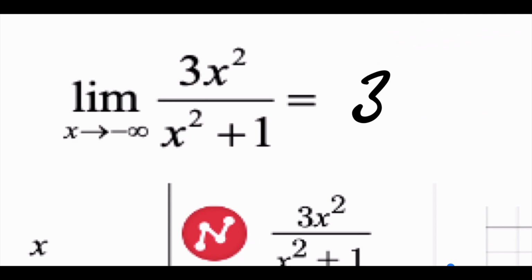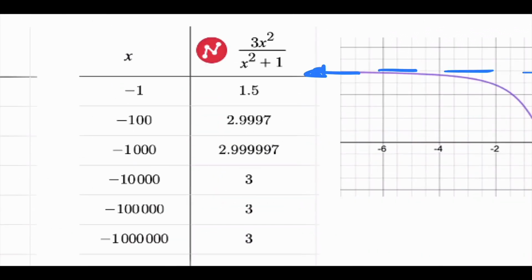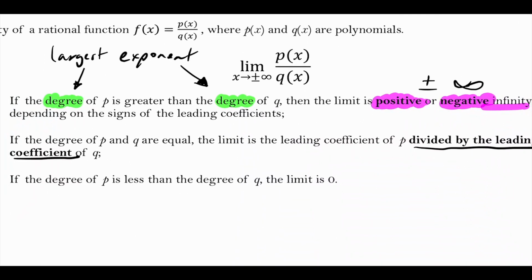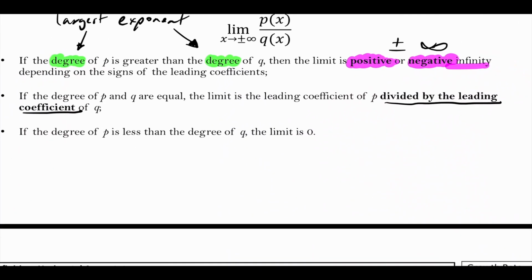Okay? All right. We call those equally balanced, because the degree on top isn't bigger, they're the same. What about bottom heavy? What about if the degree on top is smaller than the degree on bottom? The answer is always 0. The limit's always going to be 0.